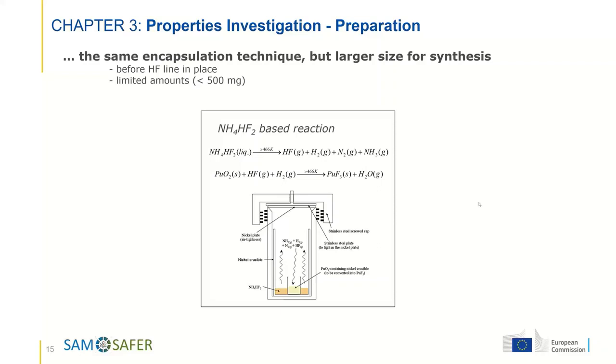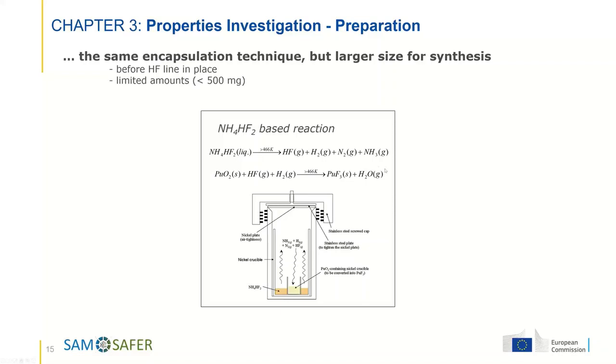You heat it up, the ammonium hydrogen difluoride decomposes into various components: HF, which is the fluorinating agent, H2, nitrogen, and ammonia. And with these conditions, you also have quite nice reductive conditions to convert plutonium dioxide directly to plutonium trifluoride. This was also one of the early cases we were using in our lab, before, again, to repeat, we had this HF line. So this is limited to a few hundreds of milligrams, but it's better than nothing.